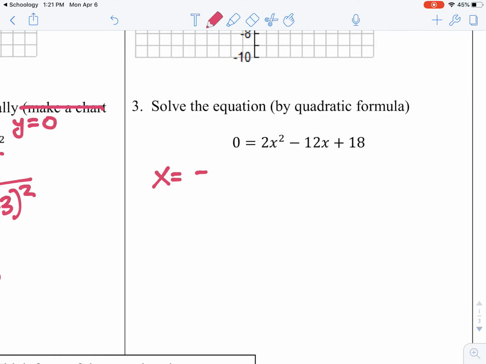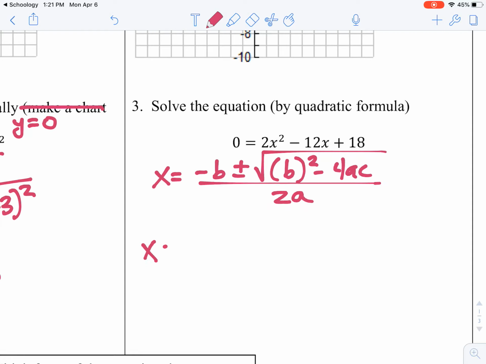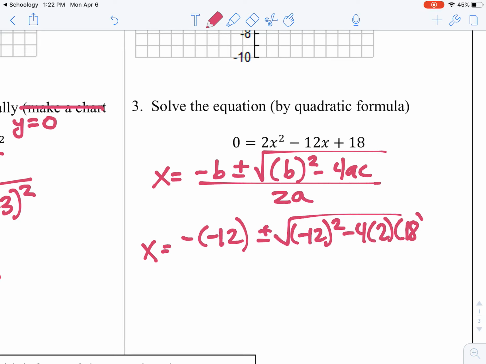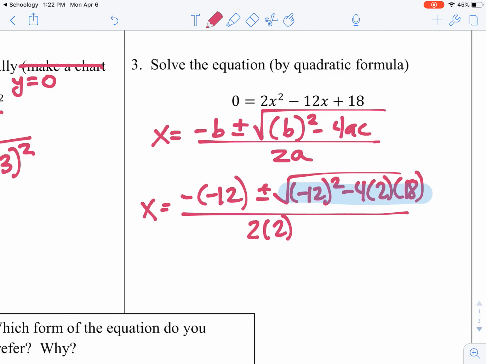So we have x equals negative b plus or minus the square root of b squared minus 4ac, all over 2a. So we are going to plug in the information we know, all over 2 times a. Remember, we're going to calculate what's under our square root sign first. So I am going to calculate 144 minus 4 times 2 times 18, and that equals 0.